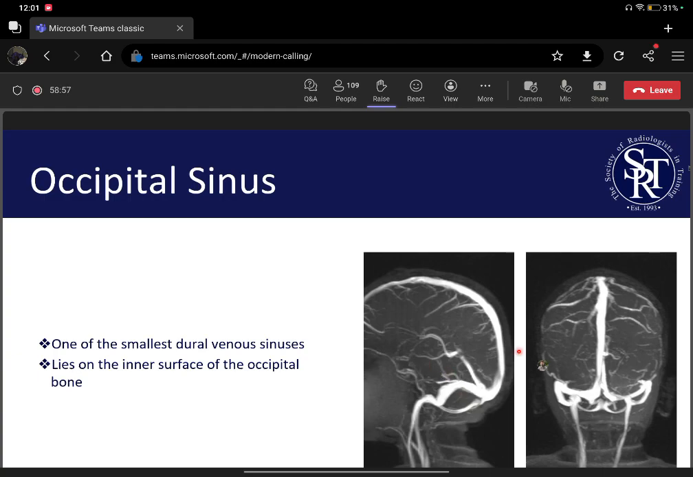Next, we have the occipital sinus, which is one of the smallest dural venous sinuses, and it will lie on the inner surface of the occipital bone. So here we have a sagittal and a coronal view, and we can see the occipital sinuses on either side as small sinuses.